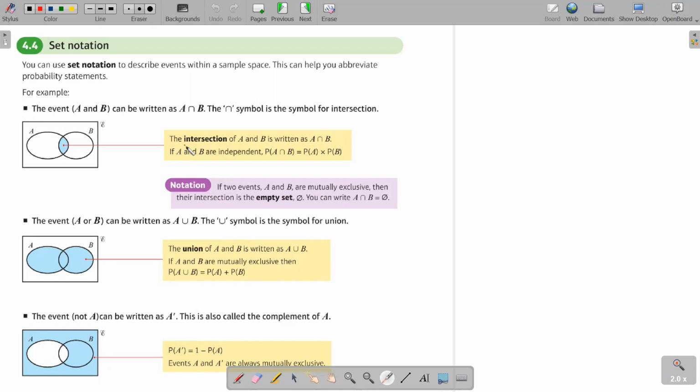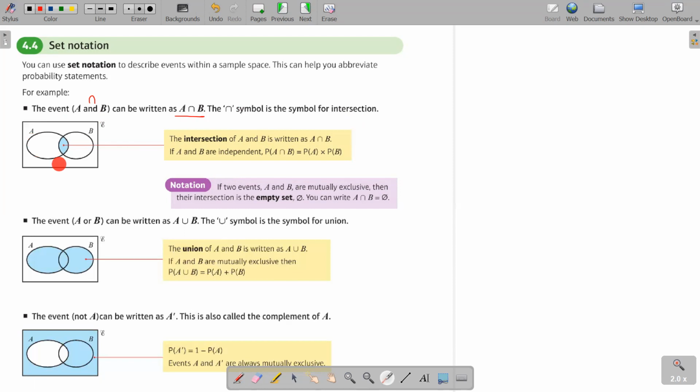Once again, this is a part that you should already be familiar with, but anyway, we'll go through the theory again. I was talking about this previously, the event A and B. And represents an intersection. So the event A and B can be written as A intersection B. Can you see the inverted U? The inverted U is the symbol for intersection.